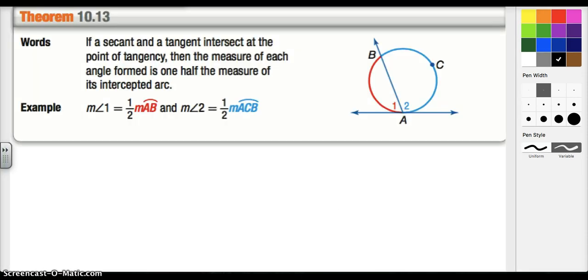So here's a new theorem for us. Theorem 10.13 says, if a secant and a tangent intersect at the point of tangency, so here's a tangent and here's a secant intersecting at this point of tangency, then the measure of each angle formed is 1/2 the measure of its intercepted arc. So angle 1 is going to be half of arc AB, and angle 2 is going to be half of arc ACB. All right?